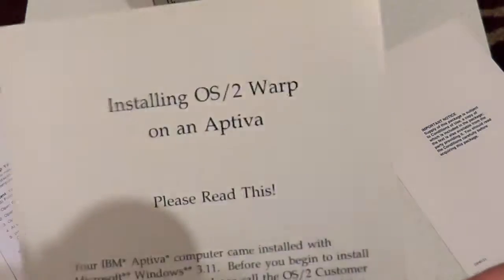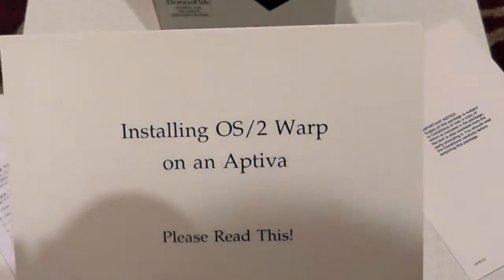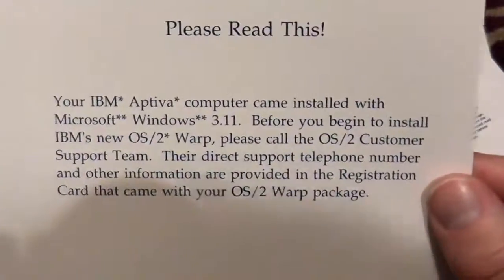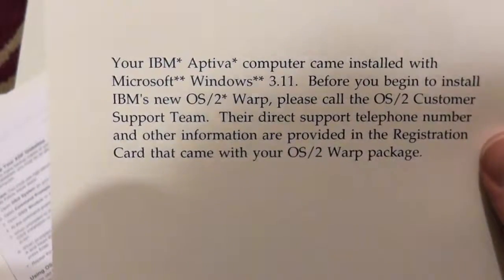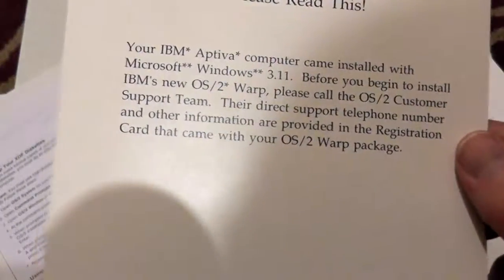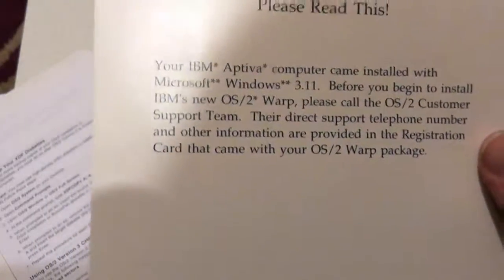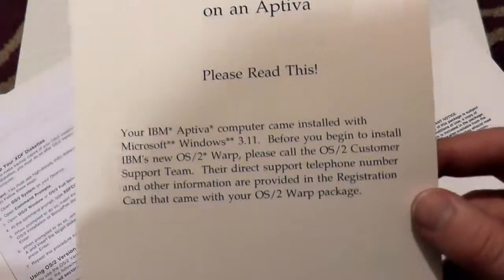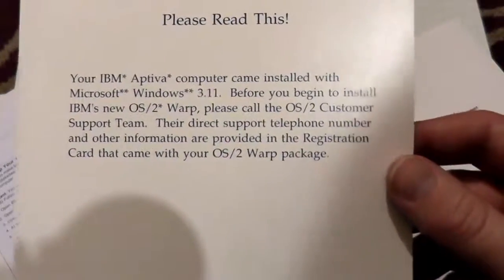Here we go. Installing OS2 Open on Aptiva. There is an Aptiva up there, but I can't bother pointing the camera towards it because then you'll see my incredibly messy computer room. Your IBM Aptiva computer came installed with Microsoft Windows 3.11. No, it didn't. It came installed with Windows 98 2nd edition. Thank you very much. Although, this will have been around the time of the Aptiva 2144, which is what my dad had. So, it's probably right.